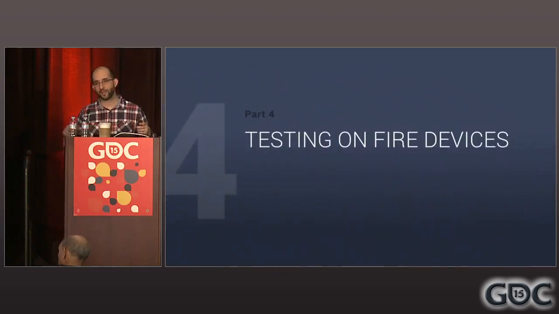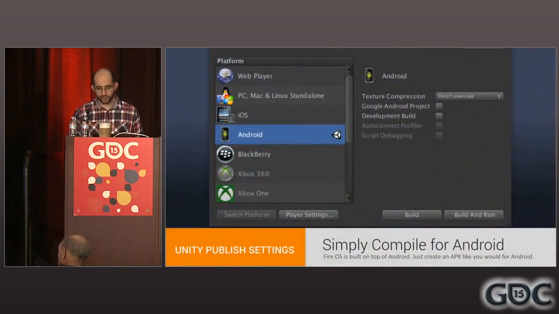So we'll start wrapping this up, and we'll talk about how you actually test on Fire devices. So the good news is that if you've ever built an APK, you're done. Like, that's pretty much it. We're Android-based OS, so all you need to do is build for ARM and compile for Android.